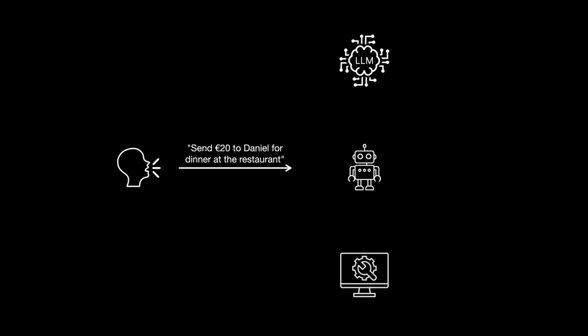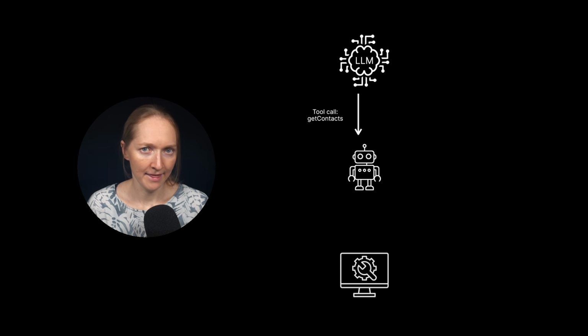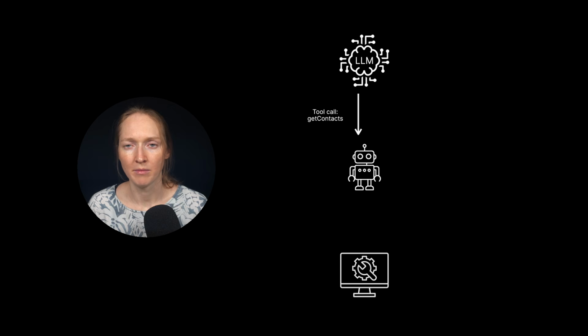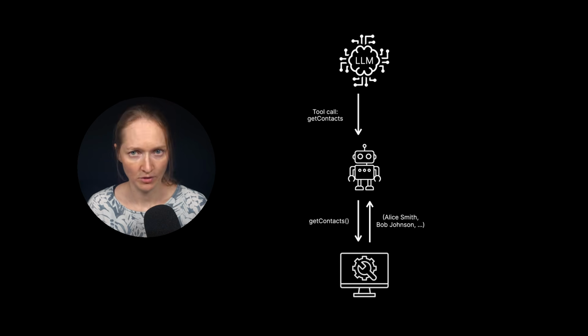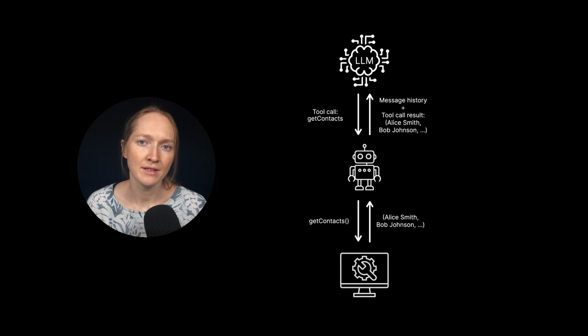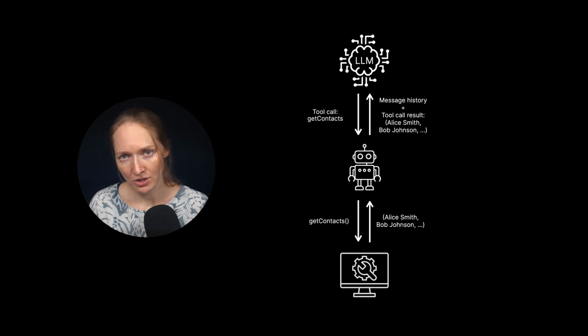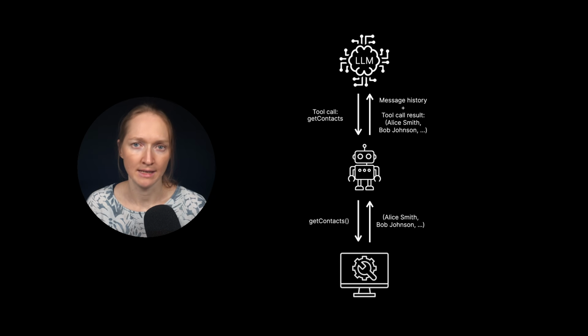The user sends a request. The agent forwards this request, along with a list of all the available tools, to the LLM. The LLM first decides to get all the available contacts. The agent calls the tool. The environment returns the list of contacts. The agent then sends the tool result along with the previous conversation history, so the LLM understands the context.